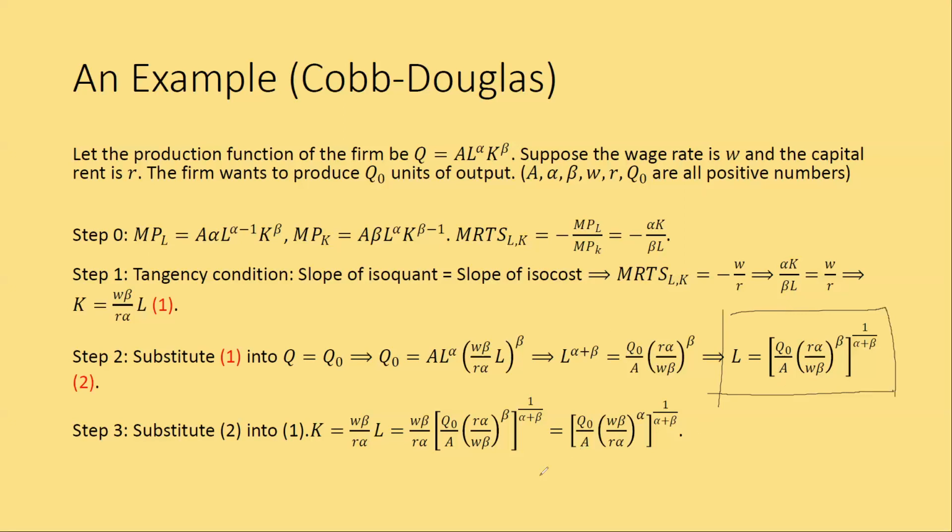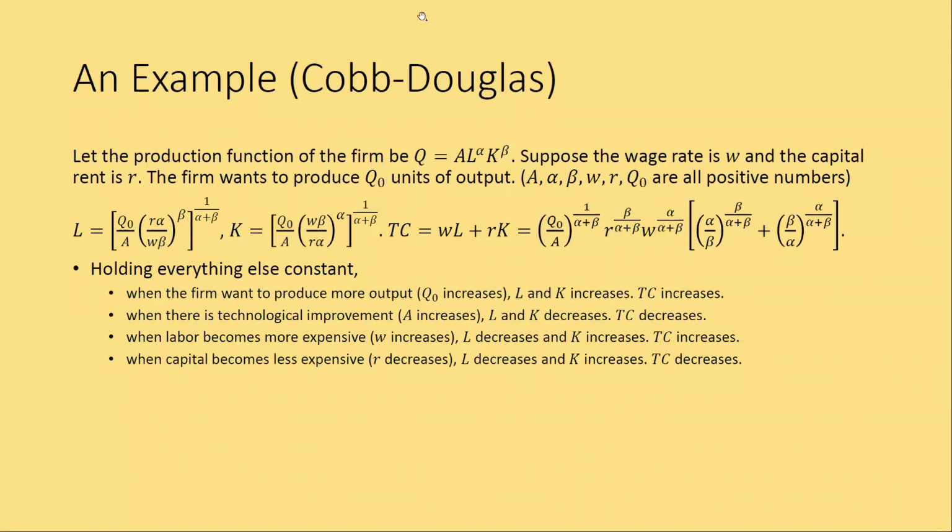So let's look at these two, and in the next slide, I'm also going to have these two equations. These two are the equations I derived going through all the steps in the previous slide. And I can also calculate the total cost, which is W times L plus R times K. I can substitute into the equation, extract all the common factors, and I did all the algebra for you. So here we are ready to talk about some of the comparative statics.